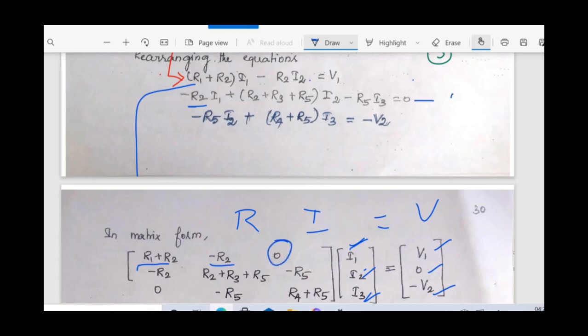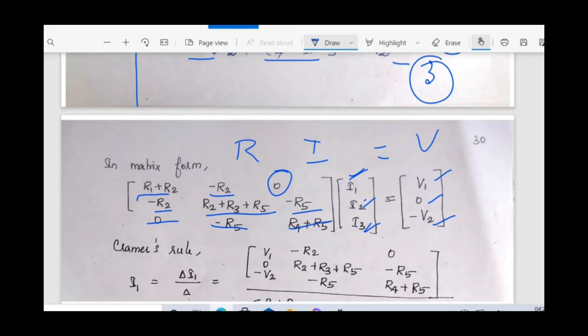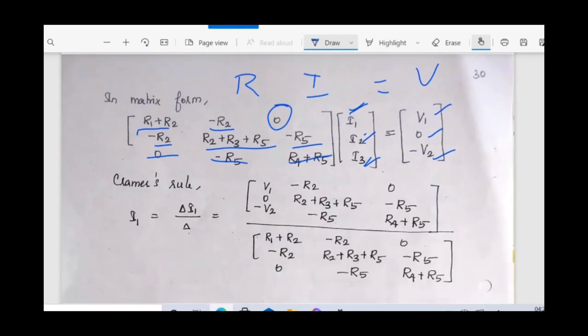Similarly, in equation 2 rearrangement, the coefficient of I1 is minus R2, the coefficient of I2 is written here, and the coefficient of I3 is minus R5. Then in the rearrangement of equation 3, there is no I1, so 0. Minus R5, and R4 plus R5. Likewise, the matrix form was framed.